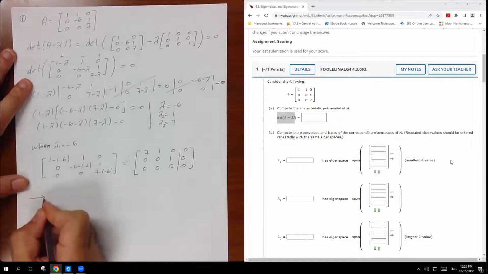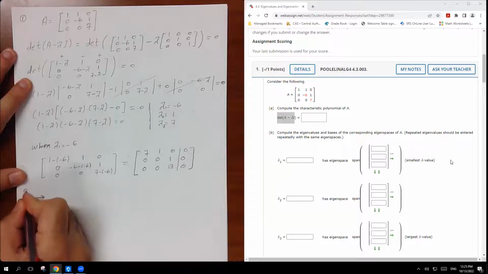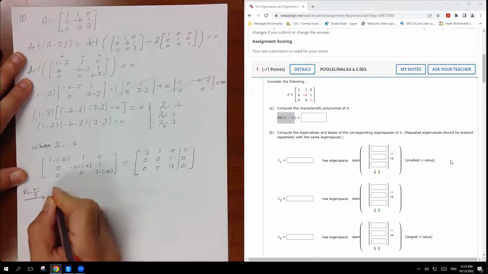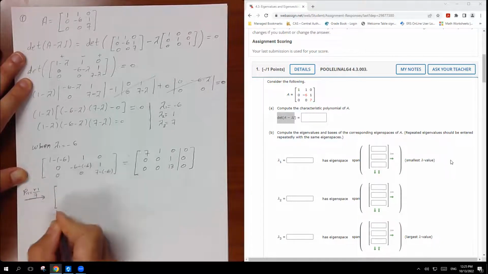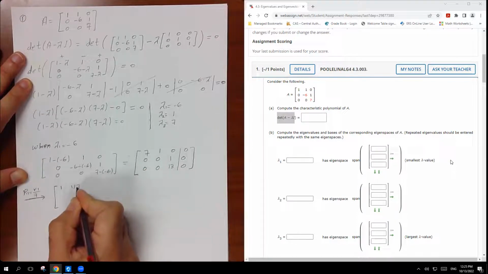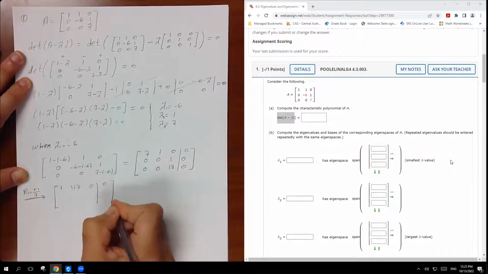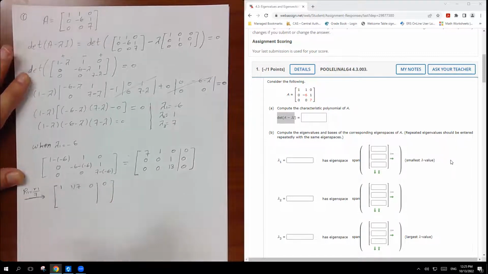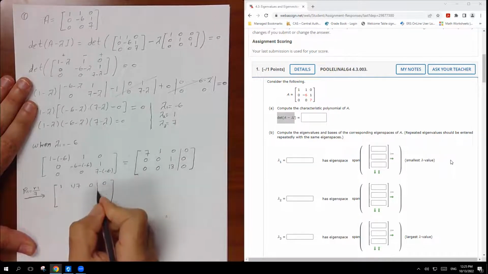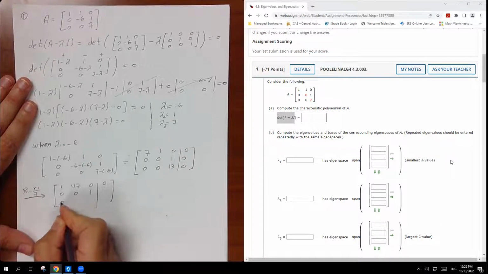So what I'm going to do, I need to convert this one to 1. So I'm going to say R1 is going to be the old one divided by 7. So the first thing what I'm going to do, I'm going to say this one is going to be 1 over 7. And here is still 0. And this one is 0. And then the next row is going to be 0, 0, 1, and 0, 0, 13.